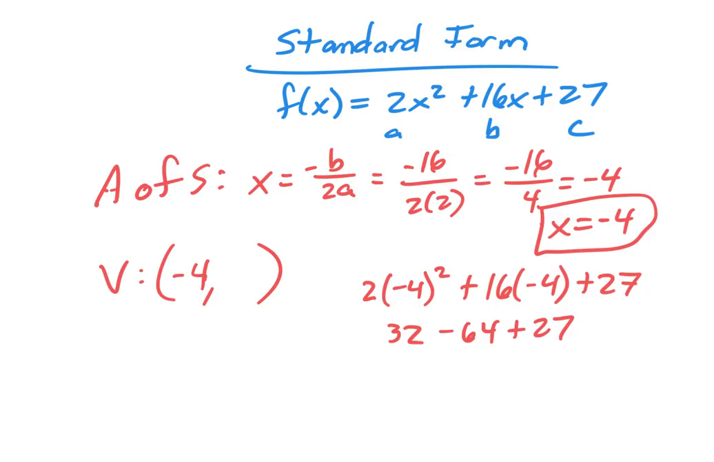And you don't necessarily have to simplify like that. You can just put that into your calculator, but if you do, make sure you use parentheses so it does the order of operations and puts it all in the right way. So when you put that into your calculator, you should get -5. The vertex is (-4, -5), and that would be our vertex.